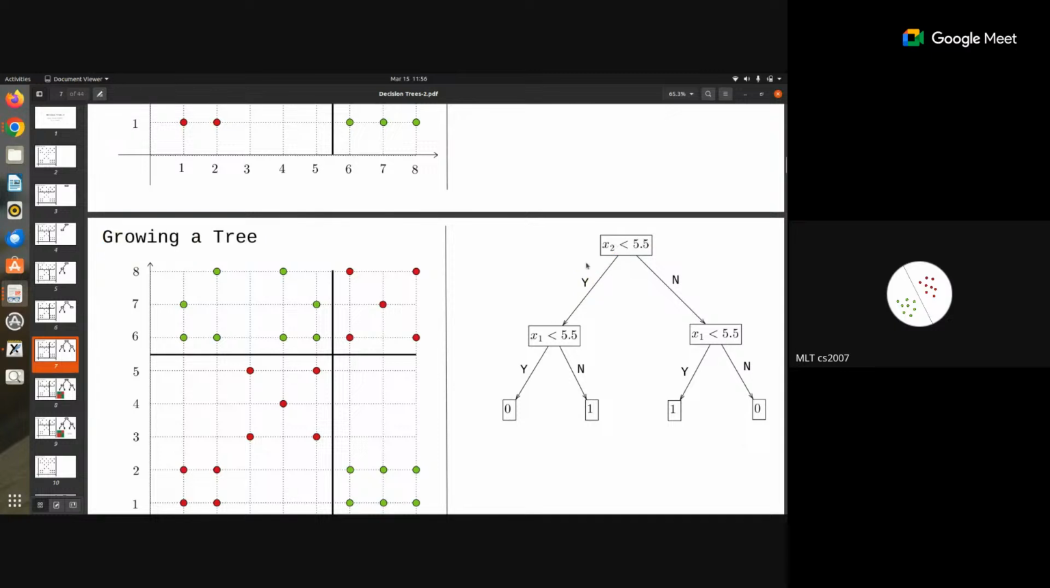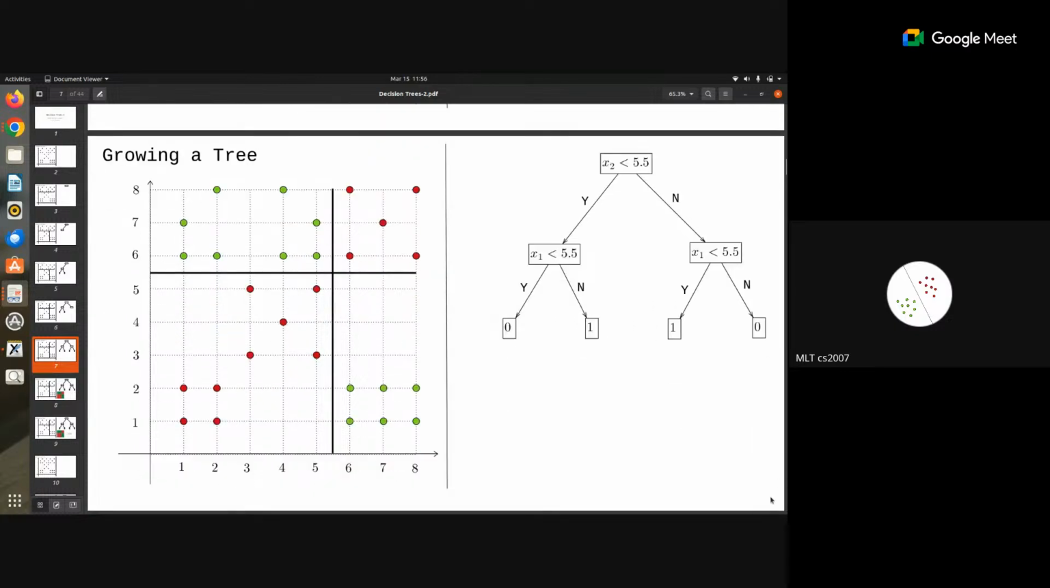If the answer to this question is yes, then we ask another question, which is x1 is less than 5.5, and if the answer is yes, in this case we say 0, and if it is no, we say 1. But for the same kind of question asked here, if the answer is yes, then it belongs to class 1, and if it is no, then it belongs to class 0. So are these the correct questions we have asked here? What do you think? Yes, right?